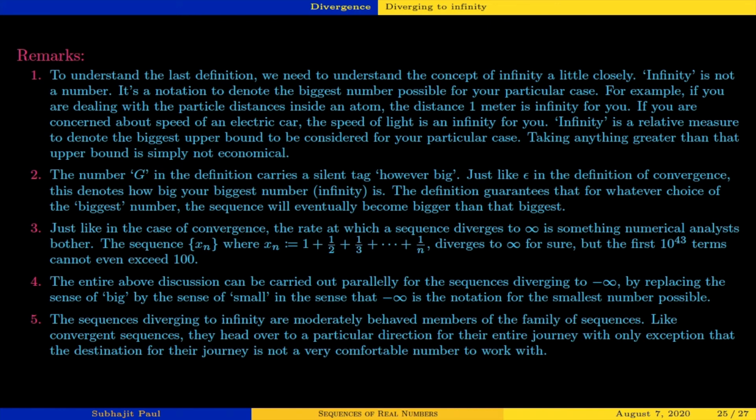The sequences diverging to infinity are moderately behaved members of the family of sequences. Like convergent sequences, they head over to a particular direction for their entire journey, with the only exception that the destination for their journey is not a very comfortable number to work with. But all of them are heading in a particular way only. They are not fluctuating that much. Everything is going in the same direction, either to plus infinity or to minus infinity. So that is why these are moderately behaved members.